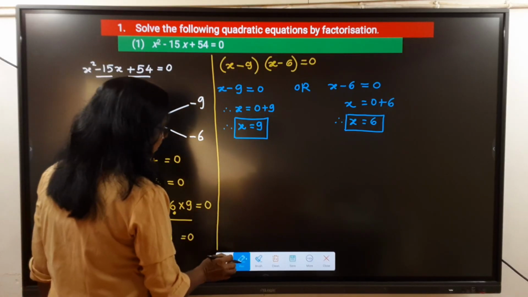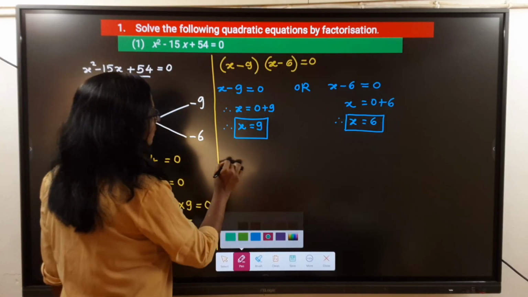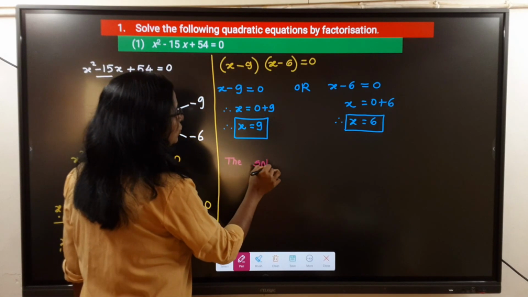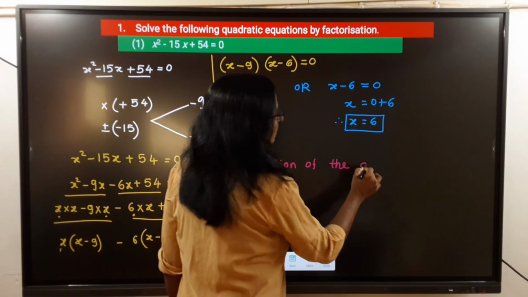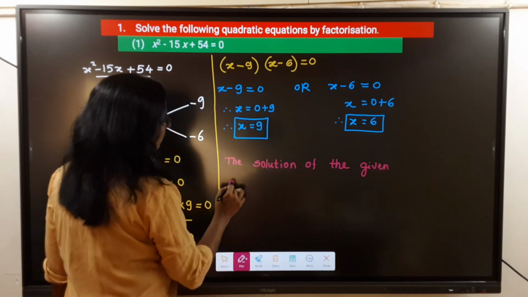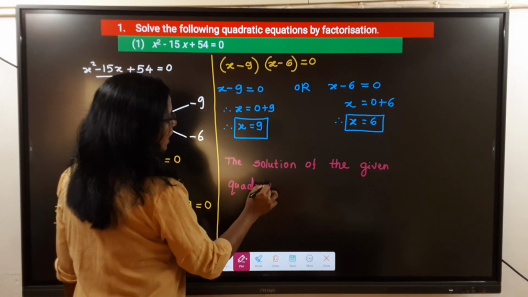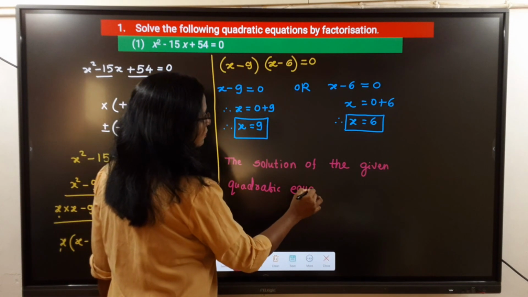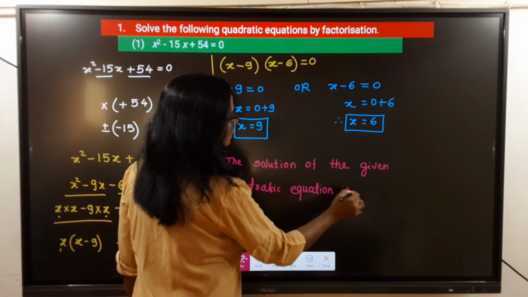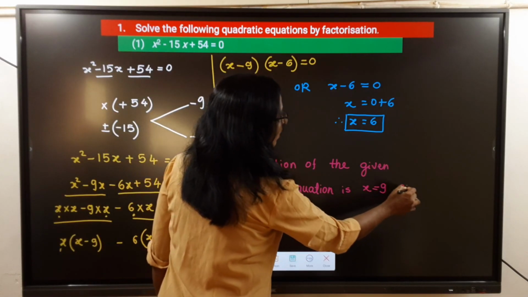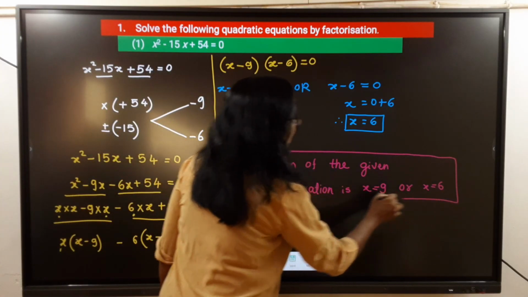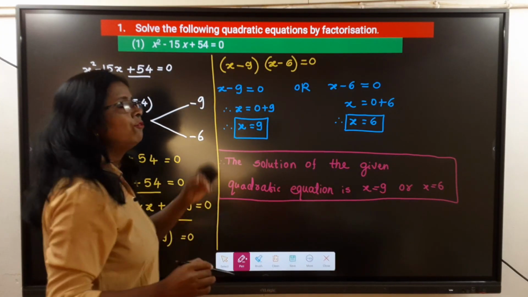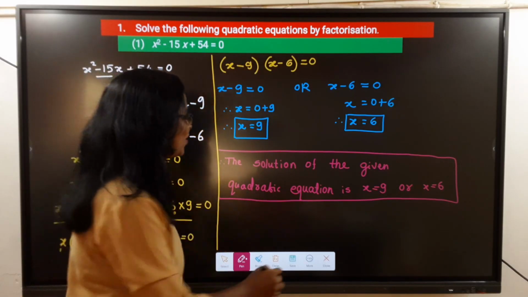So finally we say that the solution of the given quadratic equation is x is equal to 9 or x is equal to 6. So this is our final answer. Then next example, students.